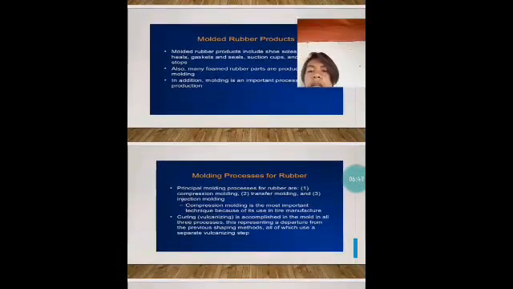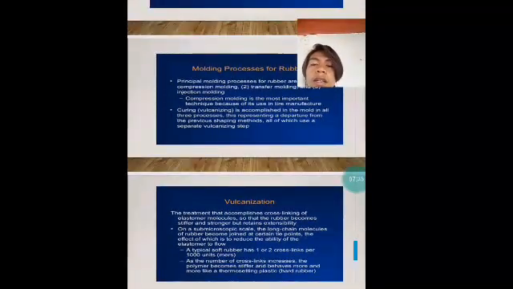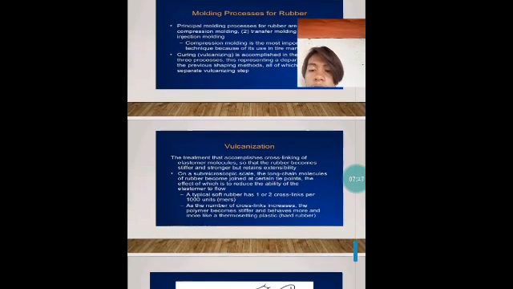Molding process for rubber. Principal molding processes of rubber are compression molding. So, kanang i-compress nato para mo-mold siya ba. Transfer molding and injection molding. Kang transfer molding, i-transfer nato, injection molding atong inject para makuha gyud nato ang desirable nga shape sa ato ang rubber. Curing, vulcanization, is accomplished in the mold in all 3 processes, this presenting a departure from the previous shaping methods, all of which use a separate vulcanizing step. So curing ang other nga tawagan na process. So next is vulcanization.